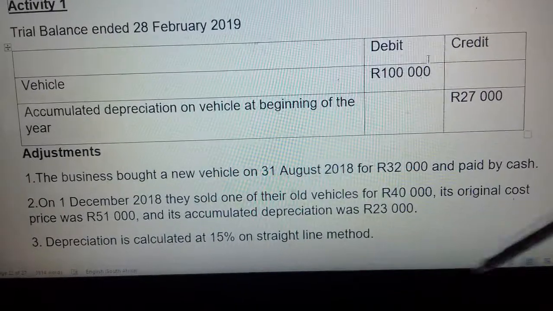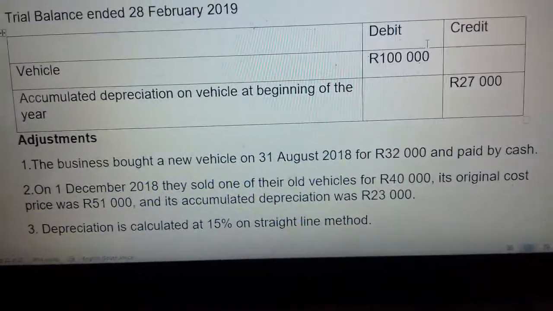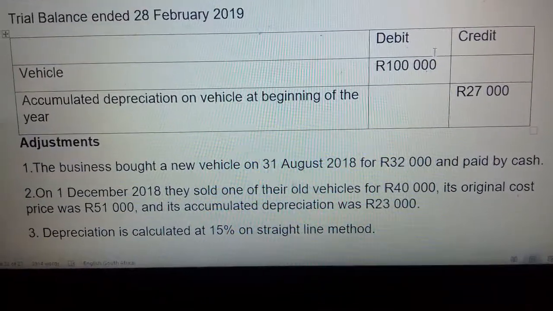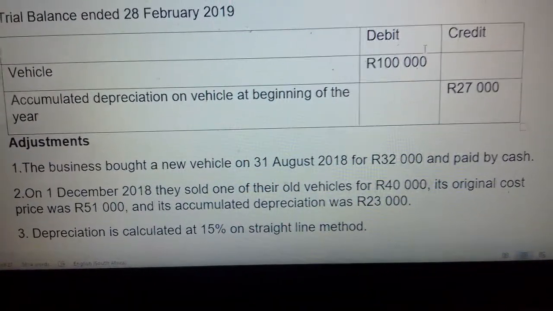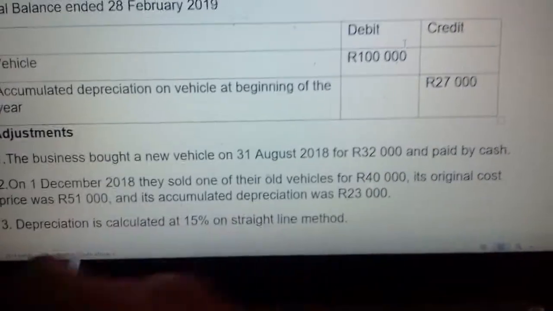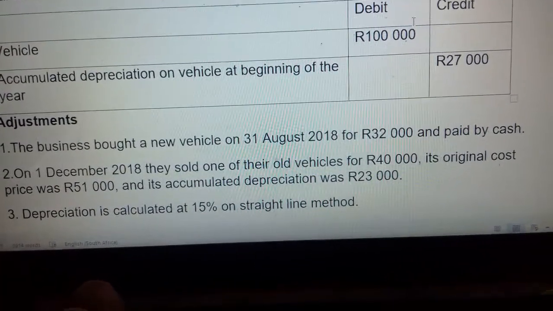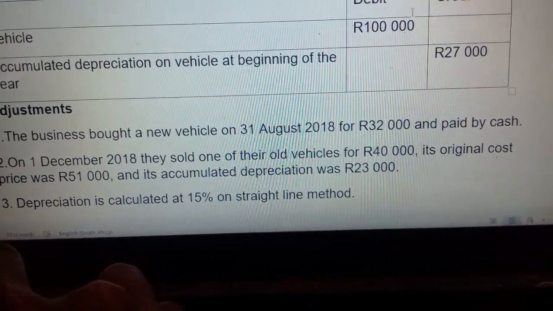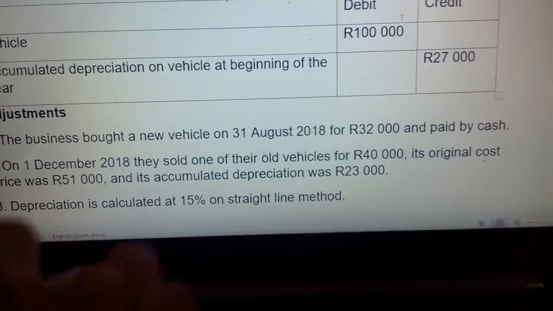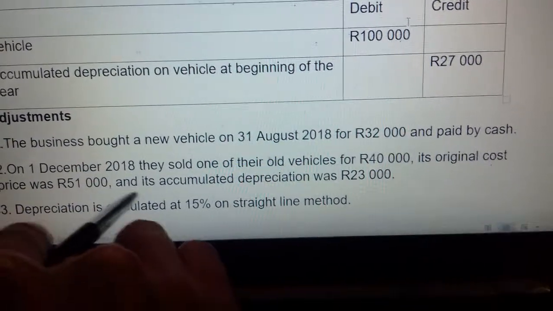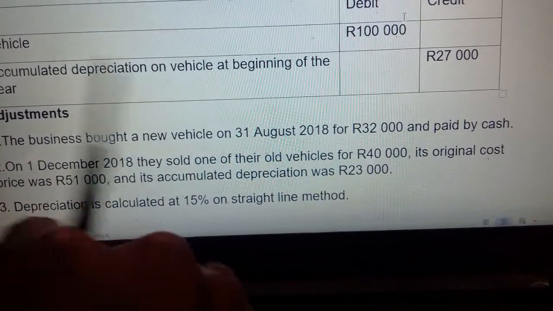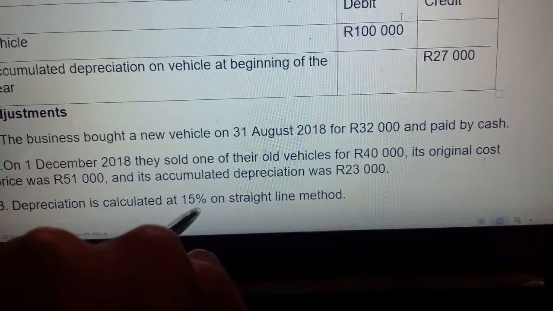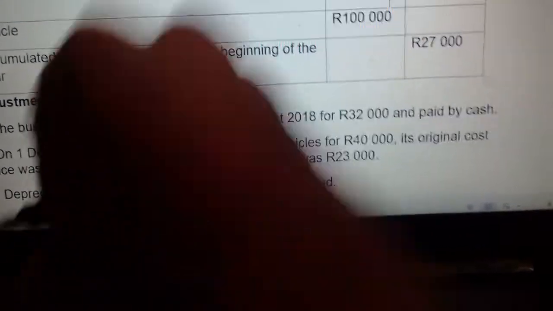Adjustment number 1, they said they bought a new vehicle on the 1 August 2018 for 32,000 and paid by cheque. Adjustment number 2, they said on 1 December 2018 they sold one of their old vehicles for 40,000. Its original cost was 51,000 and its accumulated depreciation was 23,000. Depreciation is calculated at 15% on straight line method.